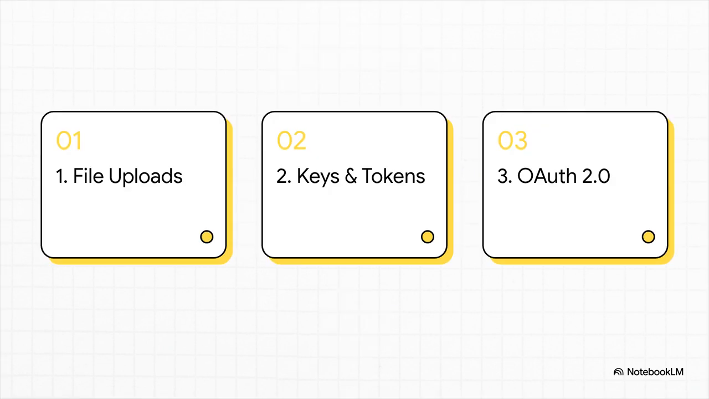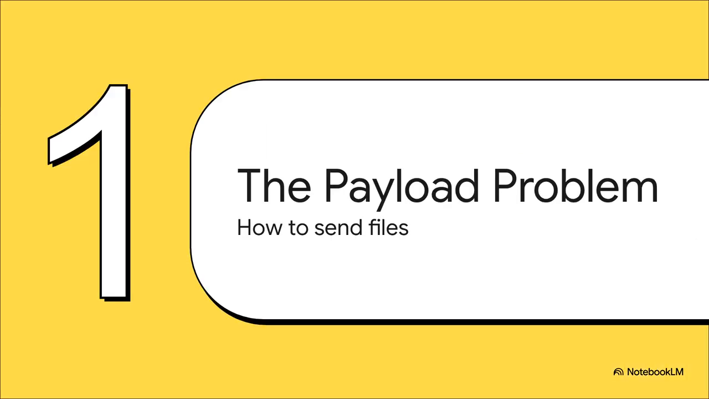So, here's how we're going to break this down. First, we'll solve what I call the payload problem. That's all about file uploads. Then we'll tackle the access problem, which is your guide to API keys and tokens. And finally, we'll demystify the delegation problem with a look at OAuth 2.0. Okay, let's dive into challenge number one.